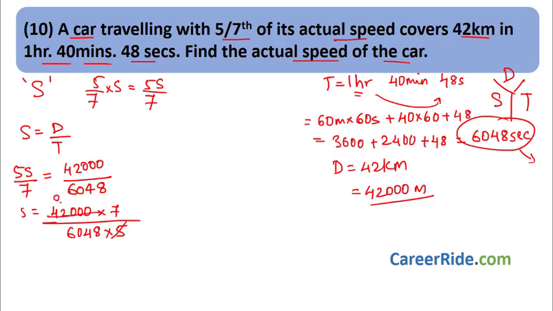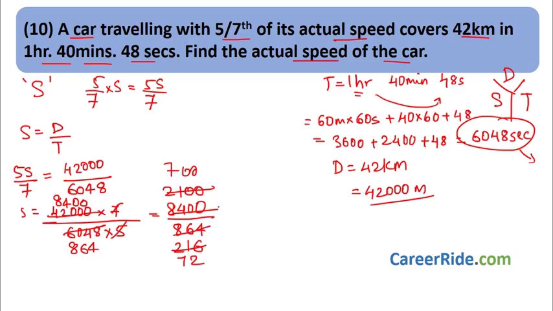5 8s are 40, 5 4s are 20, 0 0, 7 8s are 56, 7 6s are 42. What do we get? 8400 upon 864. Let's divide by 4. 4 2s are 8, 4 1s are 4, 0 0. Now here this can be divided by 3. 3 7s are 21, 3 2s are 6. We have 700 by 72. This can be divided by 2. We get 36 and 350. So we have 350 upon 36 meters per second.